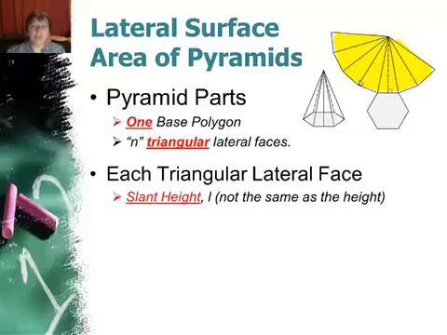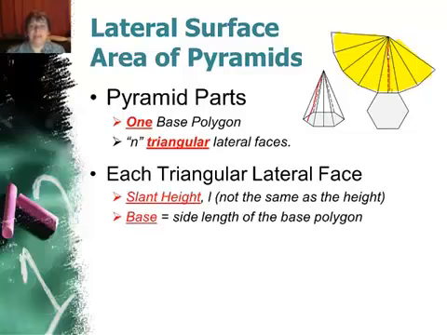Each triangular lateral face has something called a slant height. Now, it's the height of the triangle, but it's called the slant height because when you fold the net back up, it's slanted in from the edge here to the top of the pyramid. So it's not the same as the height of the pyramid, which is straight from the center of the polygon below to the apex or vertex on top. So it is a slant height. It goes from the edge to the vertex.